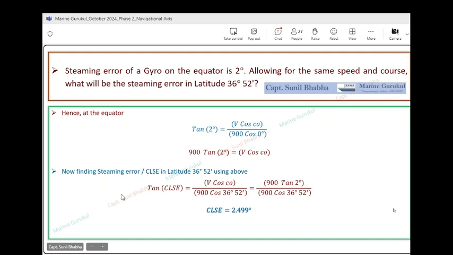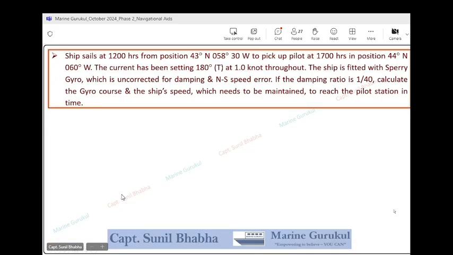Clear, beta? Any doubts coming in? Okay, beta. Great. Let's move ahead then. Moving on to the next question.